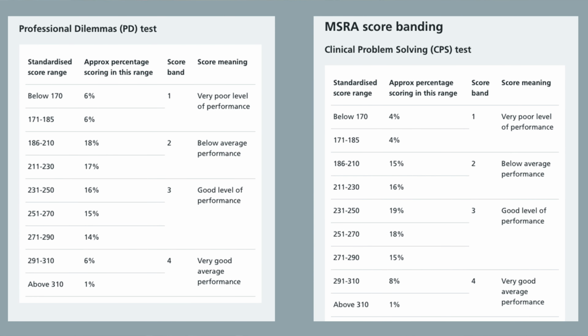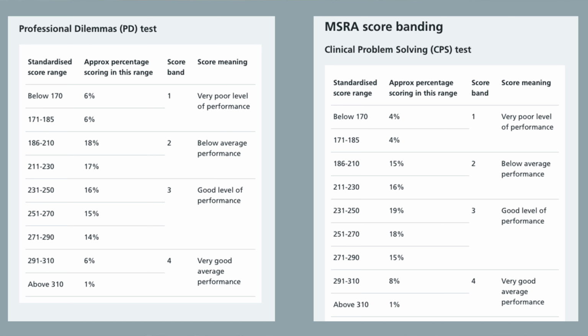A slightly simpler way to see how you've done is to go through the bandings. So basically each paper is divided up into almost quartiles and it tells you which quartile you fall in. So the bottom 25%, otherwise known as band 1, are automatically deemed unsuccessful and your application doesn't go any further. The remaining applicants are split between bands 2, 3 and 4, with band 4 being the highest band. And when you get your score you'll be told which band you've fallen into.